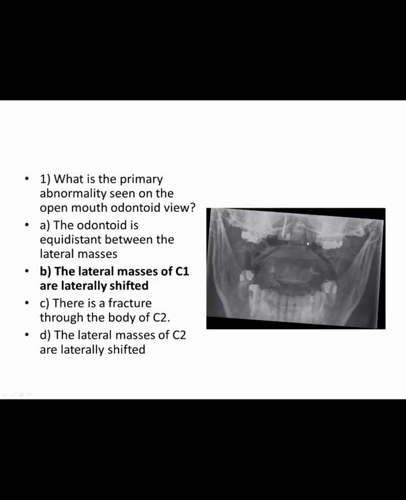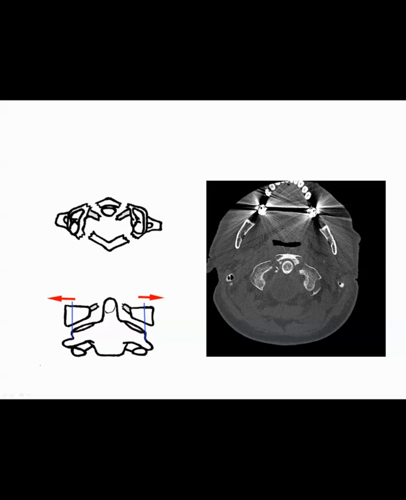We cannot appreciate any fracture of the odontoid or the body of C2, so based on this question, this is not correct. And D is incorrect because it's not the lateral masses of C2 or the axis that have shifted. It's the lateral masses of C1 or the atlas that have laterally shifted. And what that corresponds to is ligamentous injury. So we have disruption of these important ligaments here, resulting in lateral shifting of the lateral masses of C1.